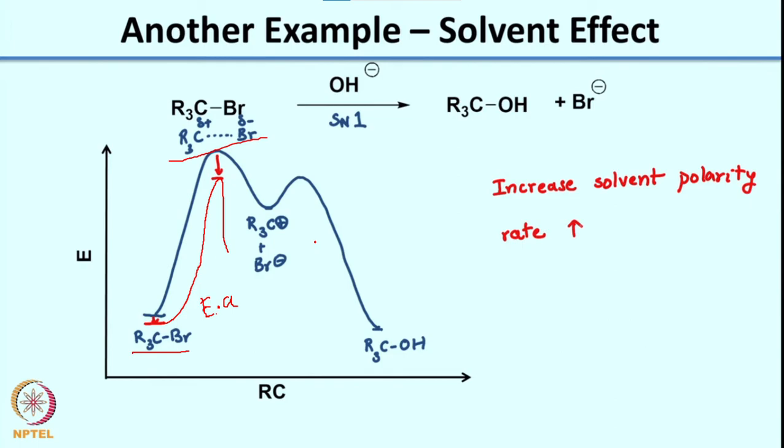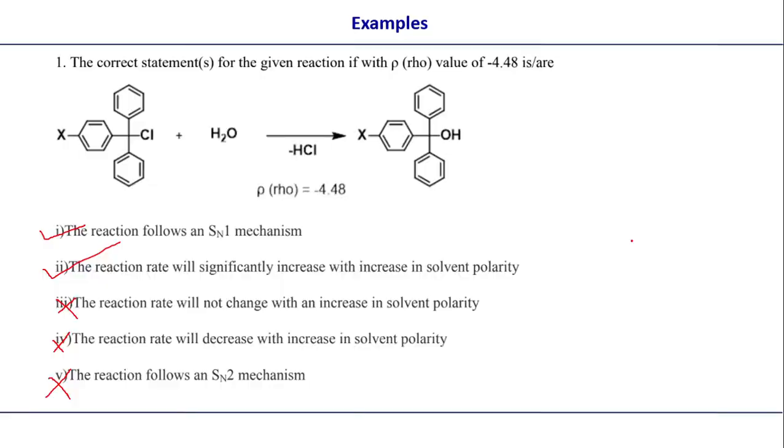Then in another example we have seen the SN1 mechanism. In the SN1 mechanism, we observe that the activation energy decreases because the charged species intermediate is a stable intermediate compared to the reactant. That's why the activation energy decreases and the rate of the reaction increases.